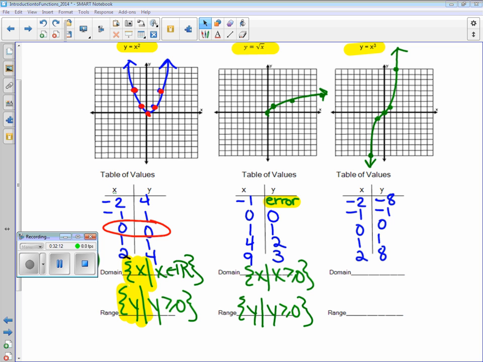Where's the negative what? So you have (-1, -1), (-2, -8). So you have something over here on the negative side finally, right? We have something over here on the positive side. So when we think about domain and range, we have to really consider what we see.